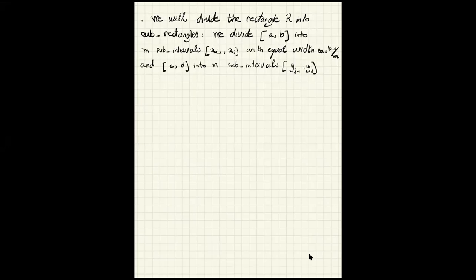Into m subintervals, again of equal width, with delta y equal to (d minus c) divided by the number of rectangles we have. Okay, so concretely speaking, this will look like this.